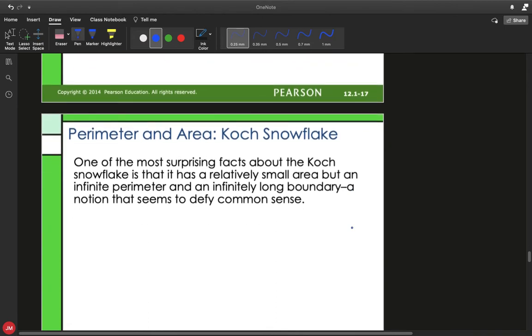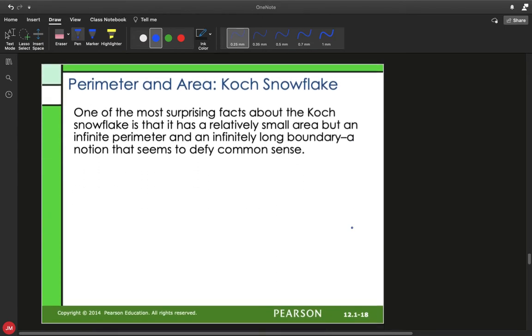Now, one interesting fact about the Koch snowflake is how the perimeter and area relate to each other. What's interesting is that it's actually got a relatively small area. In fact, there's a simple calculation that you can do in order to find that area, whereas the perimeter is going to be actually infinite. If you think about it, every time you create a notch, you add a little bit to the perimeter. So it's something that almost defies your logic or your common sense.